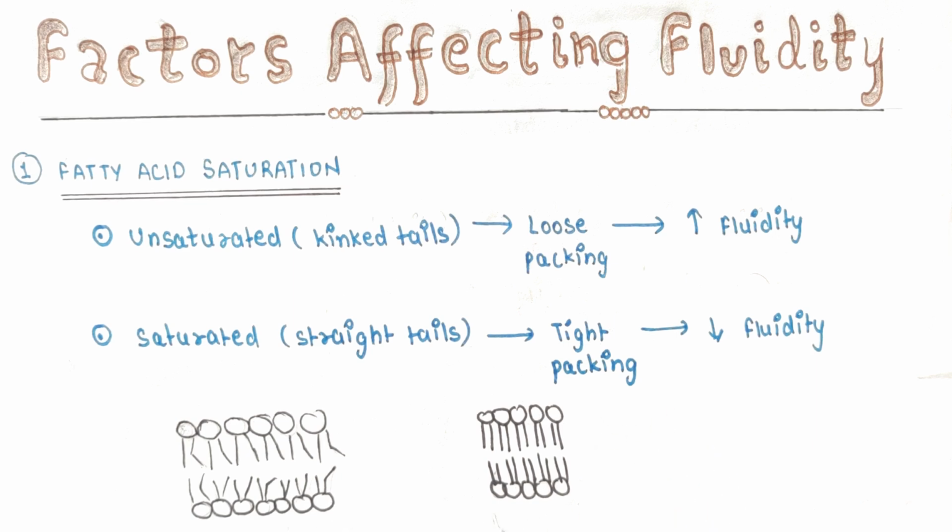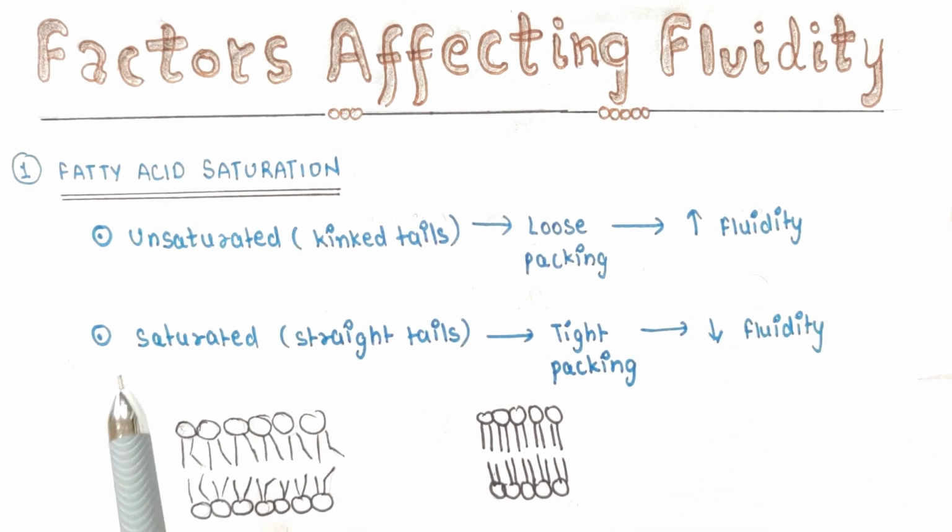While if lipid molecules contain saturated fatty acid tails, then the tails are like straight chains and they are very close to each other, tightly packed. So thereby decreasing the fluidity of the membrane. So the more the lipid molecules containing unsaturated fatty acid tails, the more is the fluidity, and the more the lipid molecules containing saturated fatty acid tails, the less is the fluidity of the membrane.